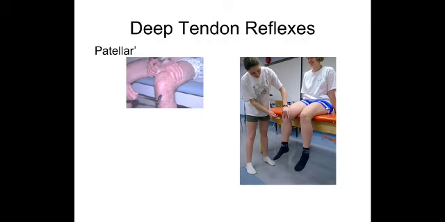Ask the subject to sit over the edge of the bed or stool in such a way that the legs dangle freely from the edge, and ask the subject to keep one knee on the other knee. Ask him to relax completely. You can do this also. Strike the patellar tendon. Observe contraction of the quadriceps and extension at the knee joint. So this is the knee jerk.